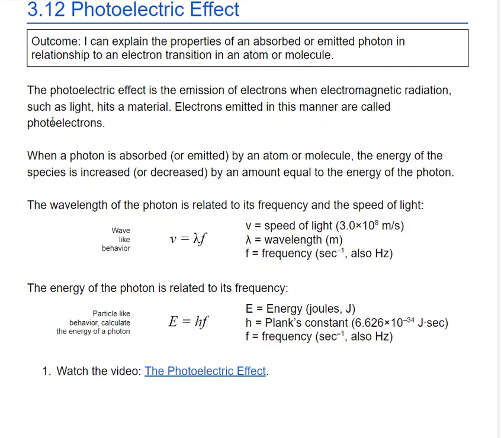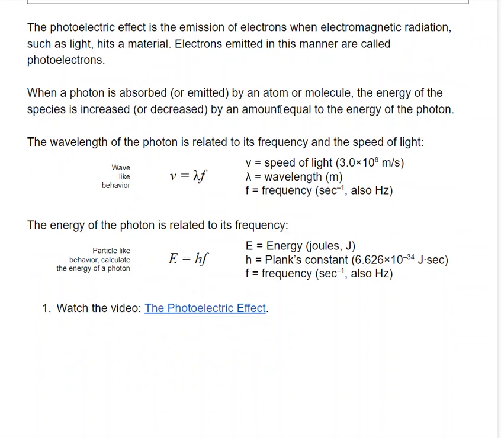So, the photoelectric effect is the emission of electrons when electromagnetic radiation, such as light, hits a material. Those electrons will be called photoelectrons. So when a photon is absorbed or emitted by an atom or molecule, the energy of that species is either increased or decreased by an amount equal to the energy of the photon.